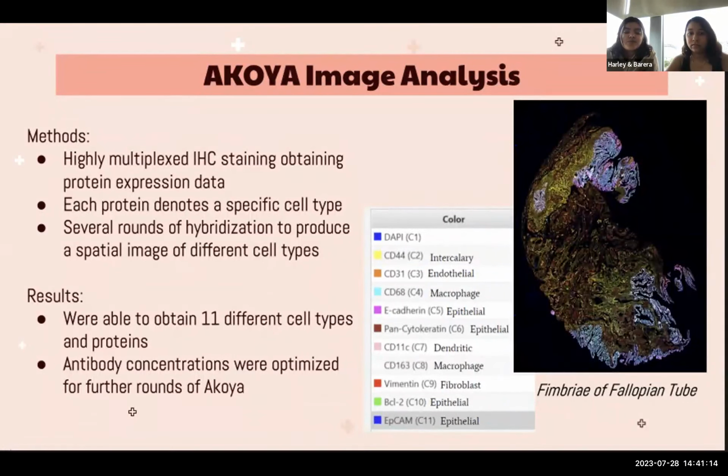We were able to optimize most of the antibody concentrations, but we'll further work on optimizing them to another level.